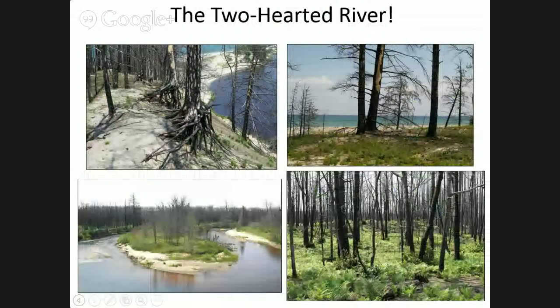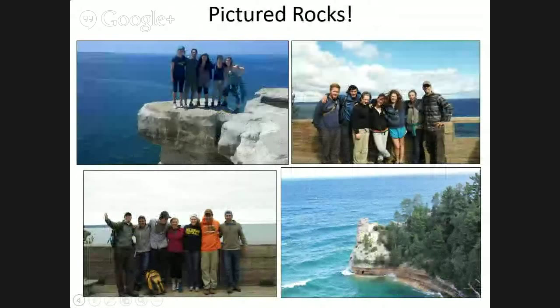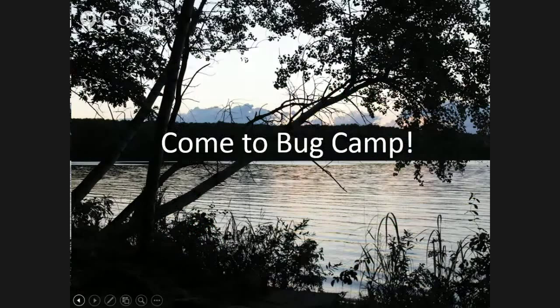Places like the Two-Hearted River and this amazing fire that occurred up there a couple years ago, studying the ecosystem response to that fire. Places like Pictured Rocks, where there are really cool boreal ecosystems and a mixture of different ecosystems to look at, and also just fun stuff to see. And then most importantly, come to bug camp so you can sit and watch the sunset. We'll be around. Please come talk to us.